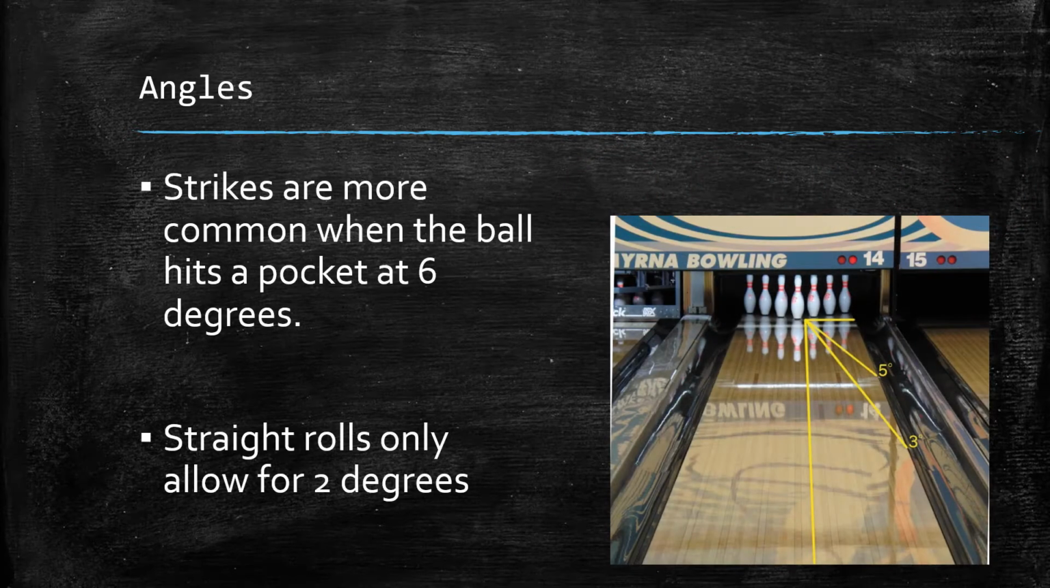Strikes are more common when the ball hits a pocket at 6 degrees. So again, if we can get the ball between pins 1 and 3 at a 6-degree angle, that's going to increase our chances of getting a strike. Now this is a problem because if you were to roll the ball just straight down the lane, that's only going to allow for about 2 degrees.